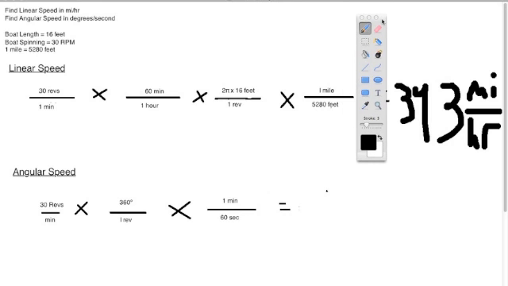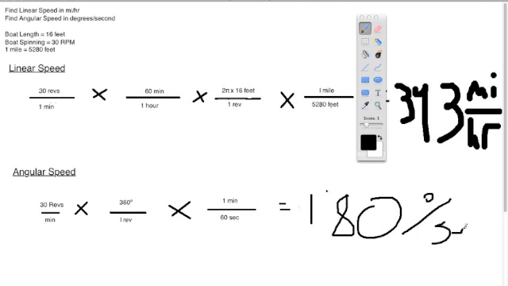So then we move on to angular speed. Angular speed asks us to find it in degrees per second. We start by multiplying 30 revs over 1 minute, which is our 30 RPM. Then we multiply by 360 over 1 rev, we do this because 1 rev is 360 degrees. And it asks us to find it in seconds, but it's in minutes, so we multiply by 1 minute over 60 seconds to convert it to seconds. And we end up getting 180 degrees per second. And those are the two answers we have.